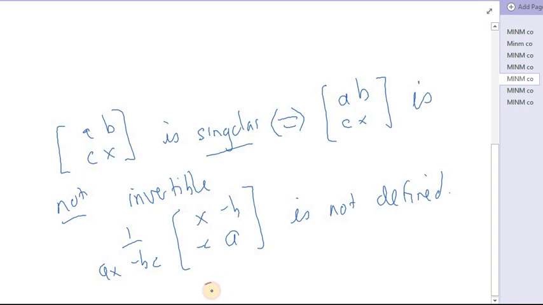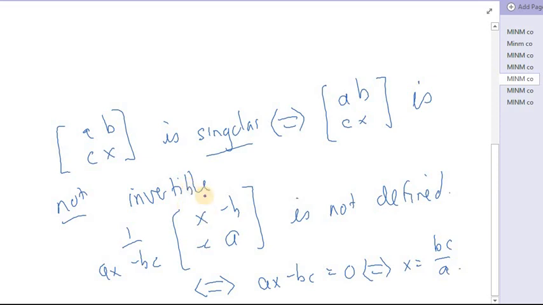Now the only way that can happen is for this denominator to be 0. That's the only way this formula can fail. So that's AX minus BC is equal to 0. So that's true if and only if X equals BC over A.